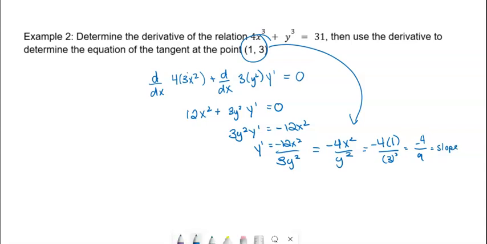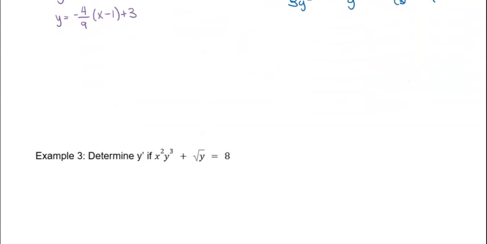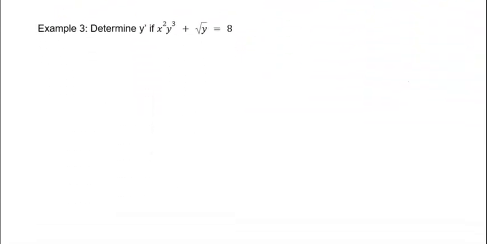And now I can use whatever strategy I want to find the equation of the line. Let's use this one this time. So my point form, and my point is negative 1, plus 3. Okay, let's try one more together, and then you guys can do some homework.